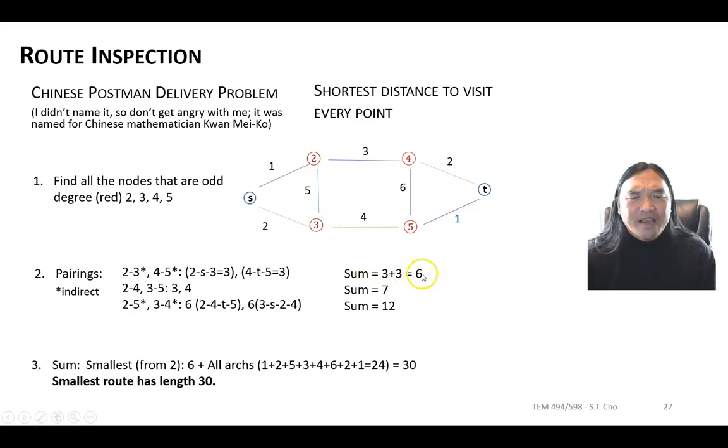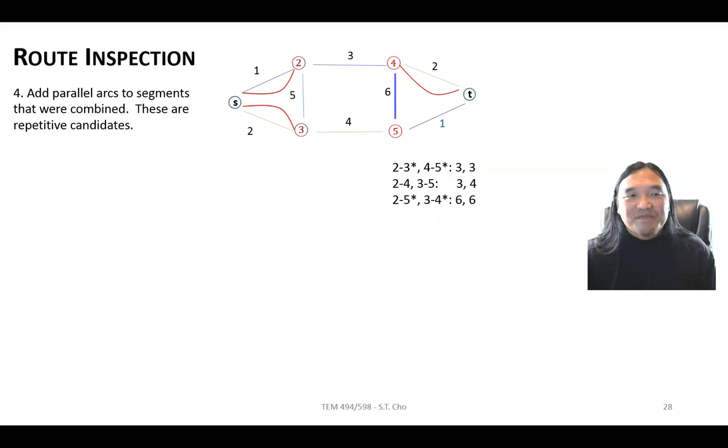And so I sum up all these pairs, and I have come up with this. So the total shortest distance of figuring out this pattern is 6. Pick the smallest number of these, and then add up the sum of all the arcs, 30. So the shortest route has a combination of 30. So when you start going through this, if it doesn't add up to 30, then you haven't found the optimal route.